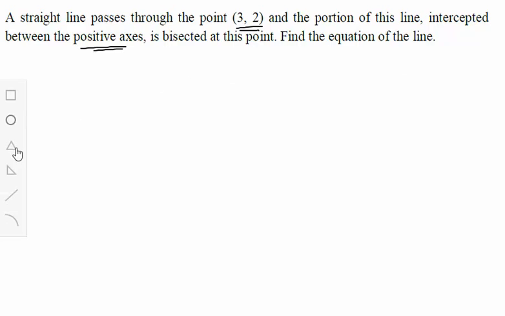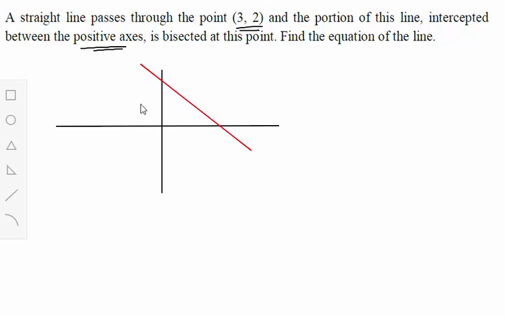Let us try and plot the possible line, right? Let us say this is our x-axis, this is our y-axis, right? So point (3, 2), some line passes through (3, 2), right? So let us assume this to be our line. Okay, somewhere here we have (3, 2).